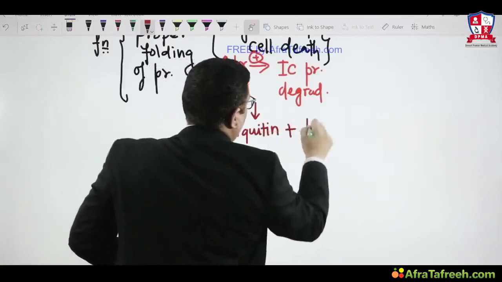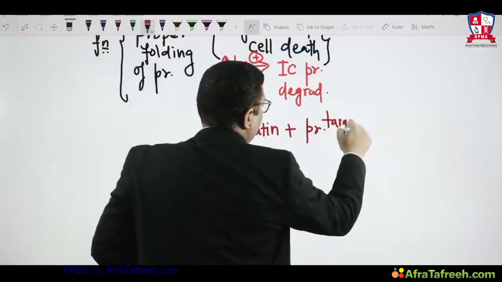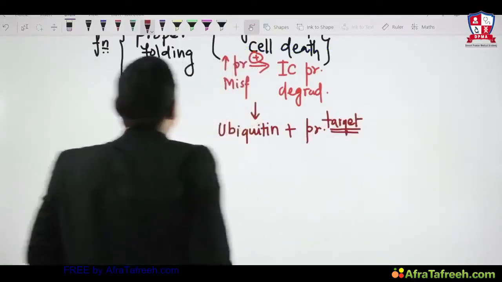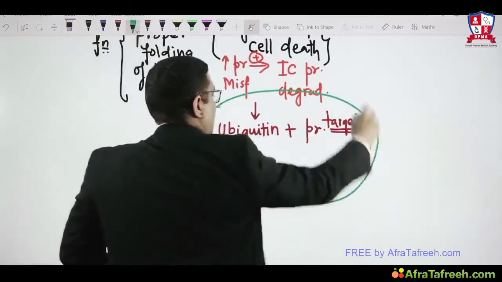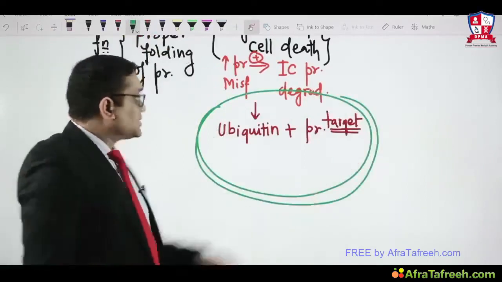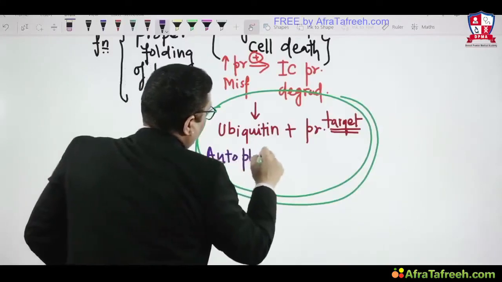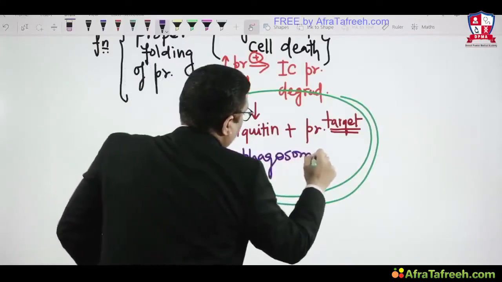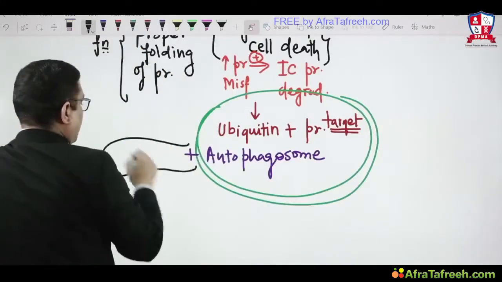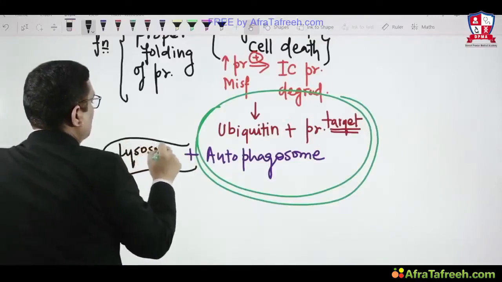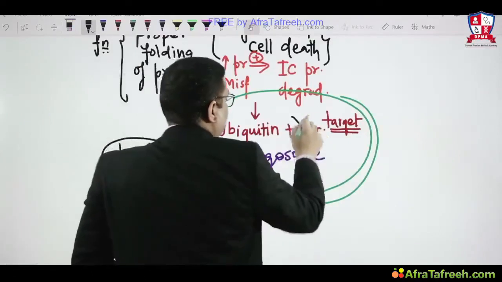Ubiquitin will combine with the protein, right? So whatever the target protein was, this misfolded target protein will be taken into a double membrane vesicle called the autophagosome. This autophagosome will combine with a lysosome, right? And lysosomal enzymes will cause degradation of these proteins.